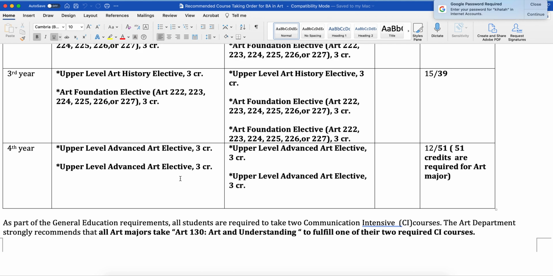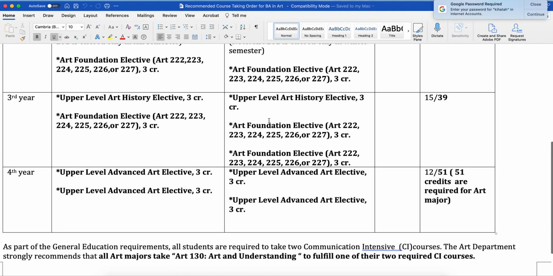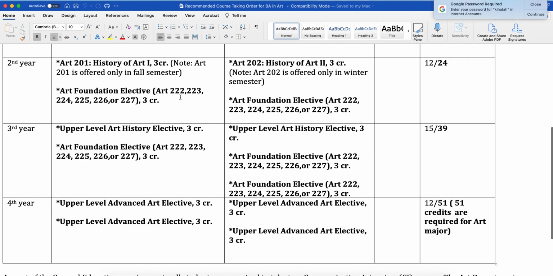Okay, so 1, 2, 3, 4, 12 credits in the upper level, and foundation is 1, 2, 3, 4, 5, 15 credits.